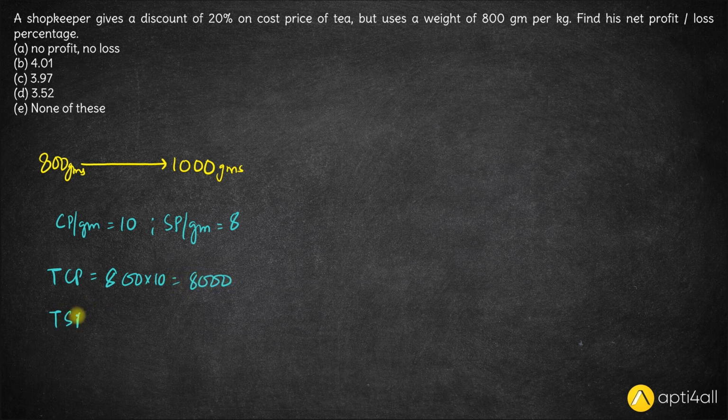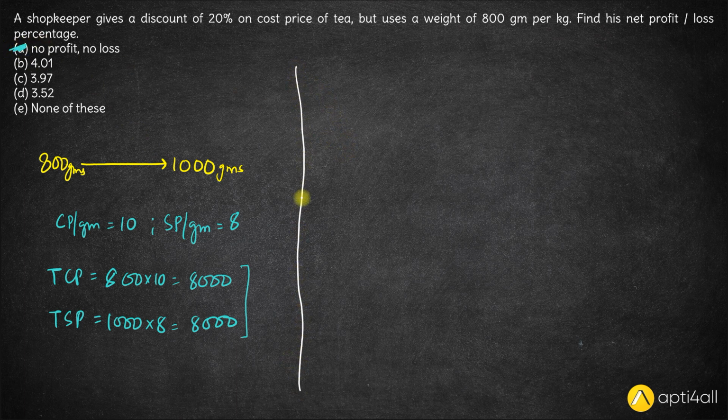And the total selling price will be, he says that he is selling 1000 grams. That means he will charge for 1000 grams at the rate of 8 rupees. So 1000 into 8, which comes out to be 8000. So the total cost price is equal to the total selling price. Hence, there is neither profit nor loss for the shopkeeper. So option A should be the right answer here. Okay. This is one way of solving this question.